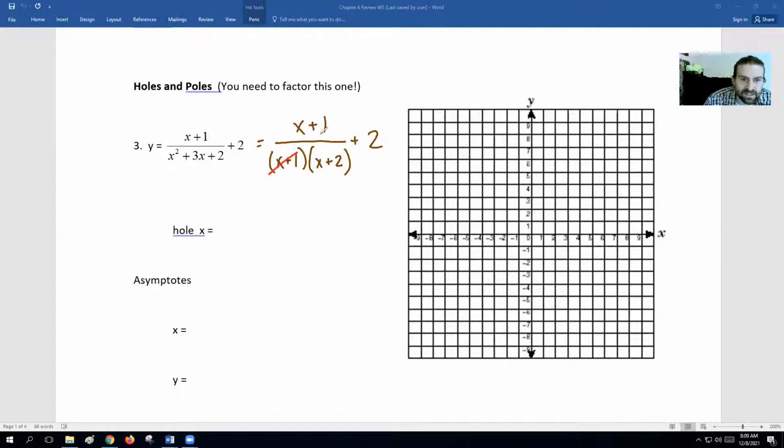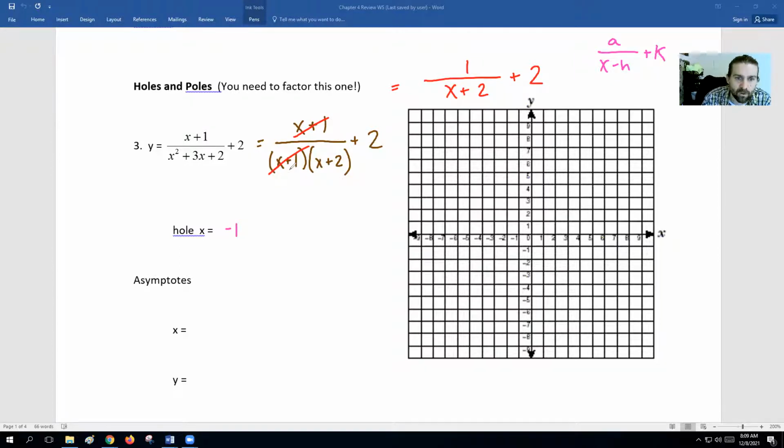Okay, so that means we can rewrite this equation as, I'm going to write over here, we have a little bit more room, 1 over x plus 2, plus 2, because if we cancel at the top, that's what's left over. All right, so let's try to graph that as a boomerang problem, which is our a over x minus h plus k. So we would have a hole at -1.